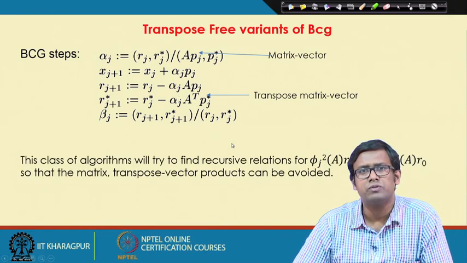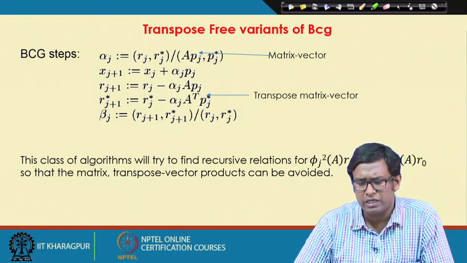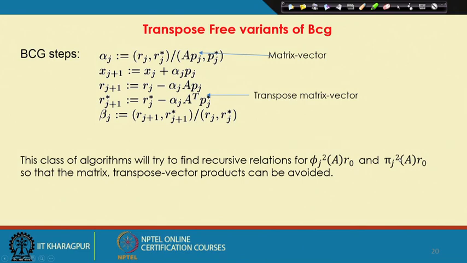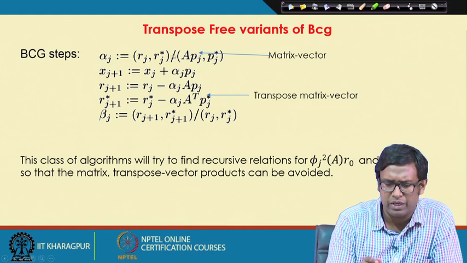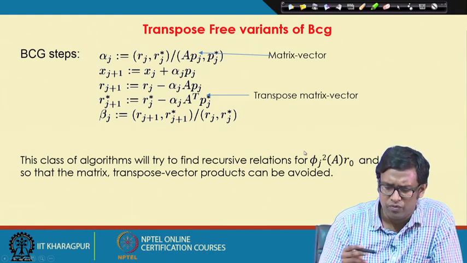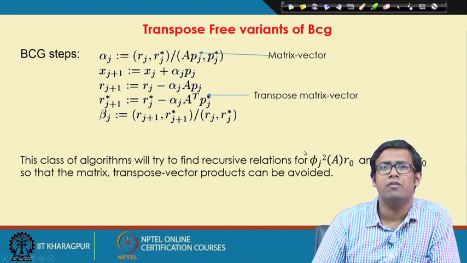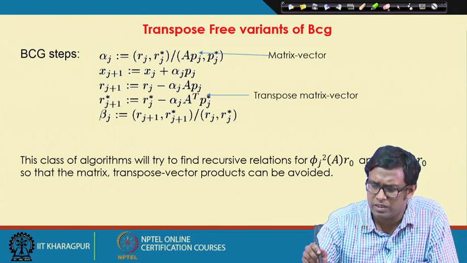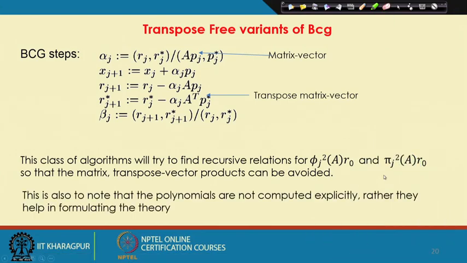The class of algorithms we will try to find will use recursive relations for phi j square A and pi j square A. In the alpha calculation I require phi j square A, so if I can have some recursive relation there, we can probably avoid the matrix as well as transpose matrix-vector products. Let us see the steps. It is also to be noted that these polynomials are not computed explicitly; rather, they help in formulating the theory.